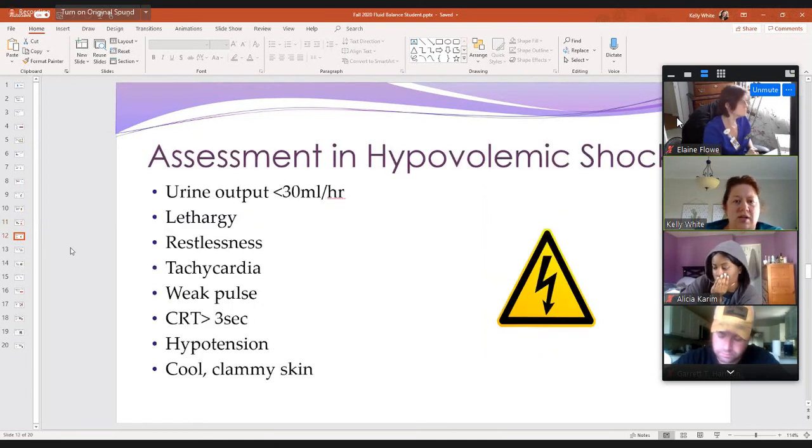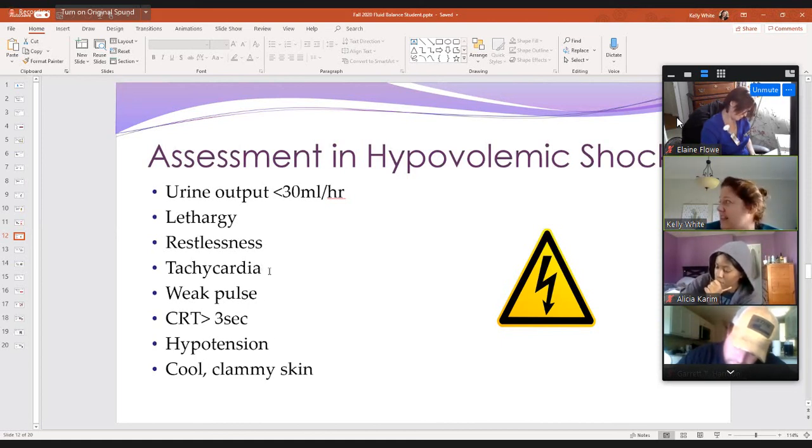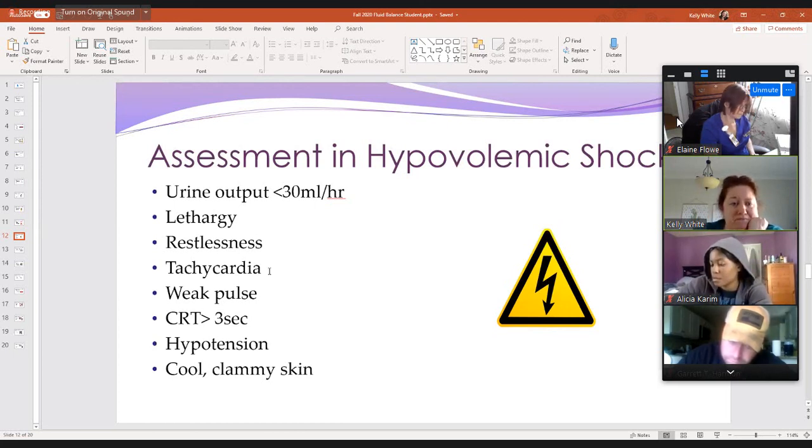Then the things you'll see with that hypovolemic shock is urine output that is less than 30 mLs an hour. That patient's going to be very lethargic. They may be restless because their brain's not getting enough oxygen. Again, they're going to have a low blood pressure, but their heart rate's going to be up because their heart's trying to get plenty of blood out to the whole body to try and raise that blood pressure and to try and perfuse everything that it needs to.